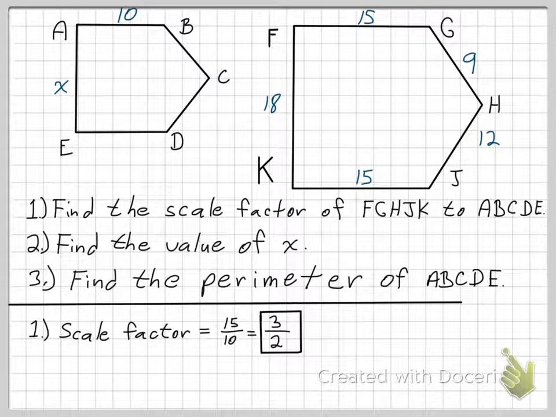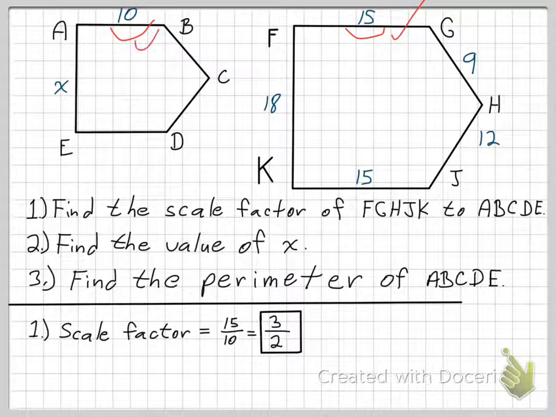Okay, so the scale factor is 15 divided by 10, which is 3 over 2. So my scale factor is 3 over 2. And the reason I chose 15 divided by 10 is because those are two corresponding side lengths, right? FG is corresponding with AB. The first two letters correspond to the first two letters, FG and AB. Remember the order in which you travel around the letters, and also the order in which you travel around the figure is crucial.